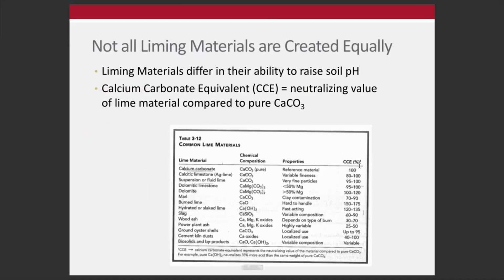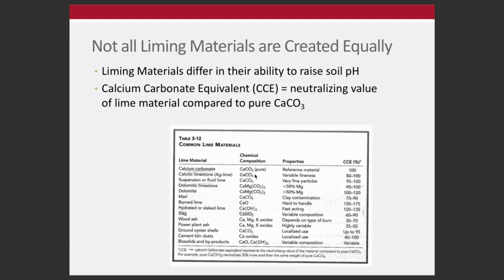All right, so let's talk about lime for a second. Not all lime materials are created equally, and they differ in their ability to raise the pH. So from a chemical standpoint, all lime can be rated as a calcium carbonate equivalent. That's the neutralizing value a lime material has compared to pure calcium carbonate. So pure calcium carbonate has a reference value of 100. So the CCE, the calcium carbonate equivalent, is 100, right? They just put this in a percentage term.